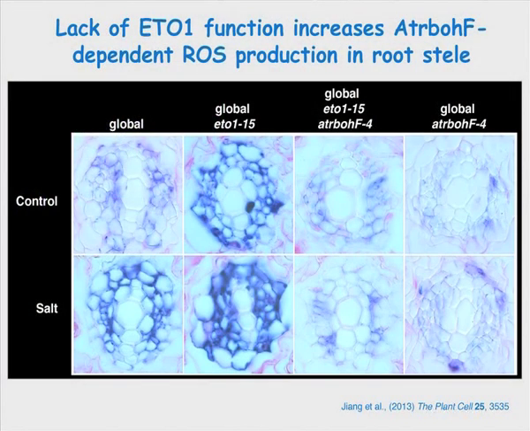So here's the control, grown in the absence of salt, the progenitor line. If you take that progenitor with the ETO mutant in it, you have a little bit more ROS within the vascular tissue of the plant. In the A2RBOHF mutant, as I've already shown you, you don't get that ROS produced, and ROS is not produced also in the double mutant. Here, in the presence of salt, salt increases the level of ROS. It's very high in the ETO mutant, and it's abolished in those lines that carry A2RBOHF.